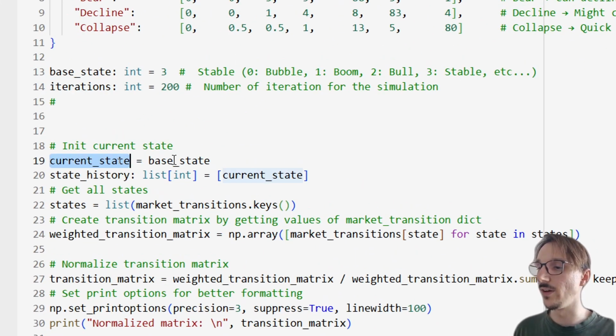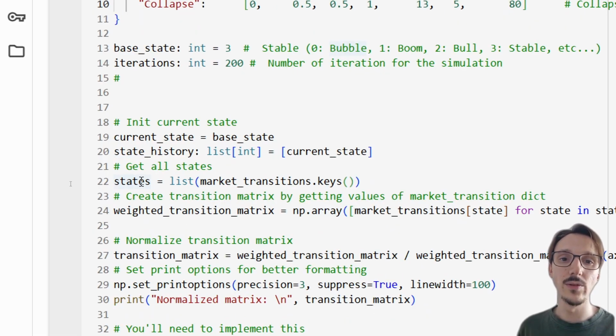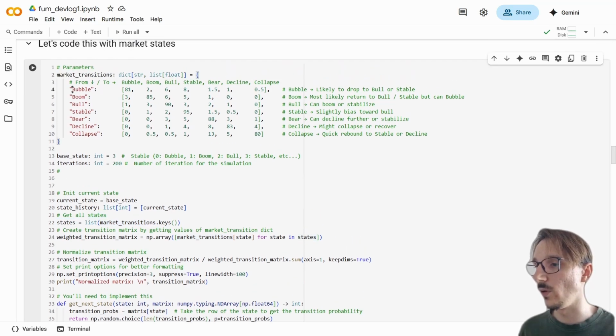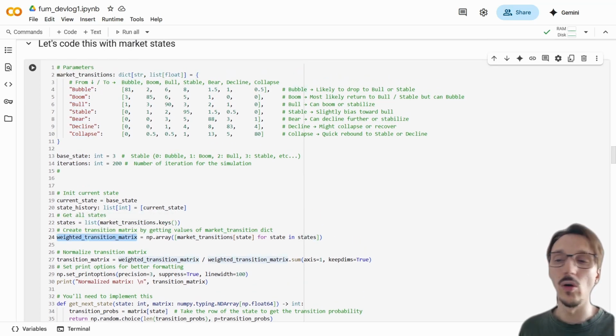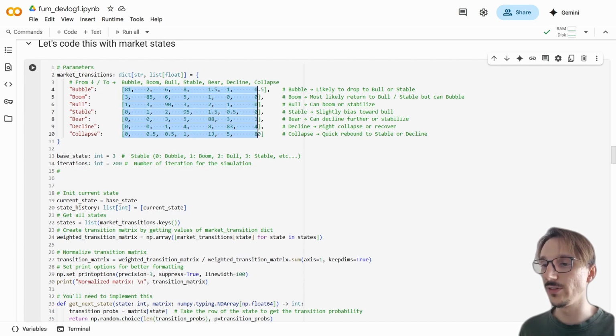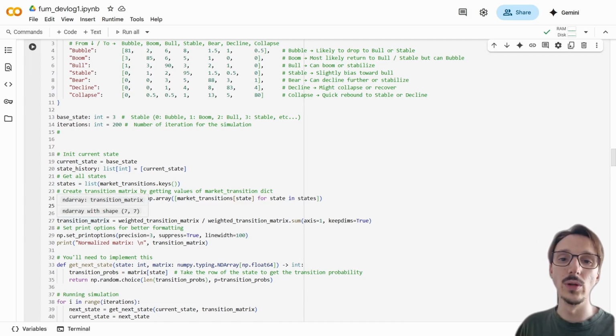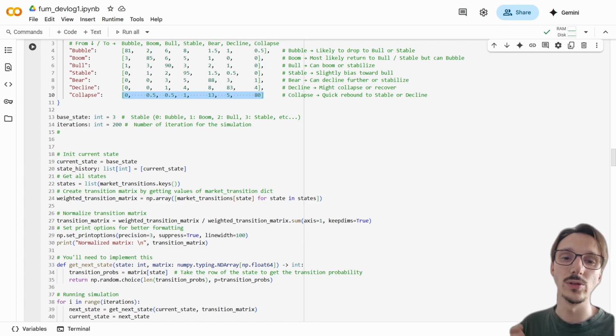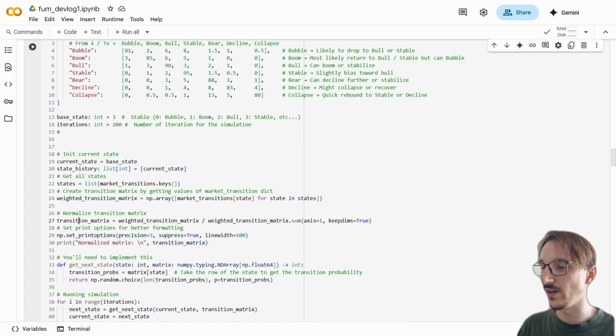First, we initialize the current state with the base state that we set in the parameters. And we do a state history, a bit like what we saw earlier, where we put the current state. And then we get all the states from the transition matrix. So state will have all these values here. Then we take all the weights from the transition matrix. So the weighted transition matrix will hold all these values here. And then we will normalize the transition matrix so that the sum of every row is equal to 1. I also printed this normalized version, so it's easier to read than this one.